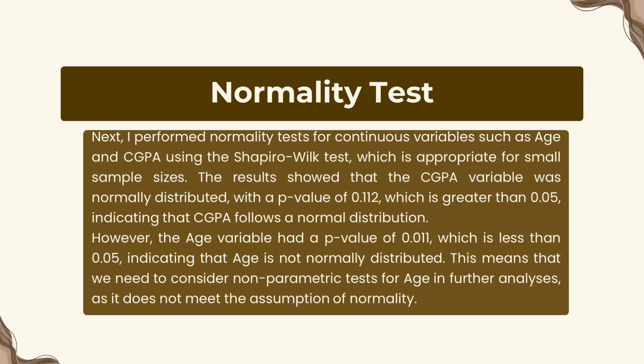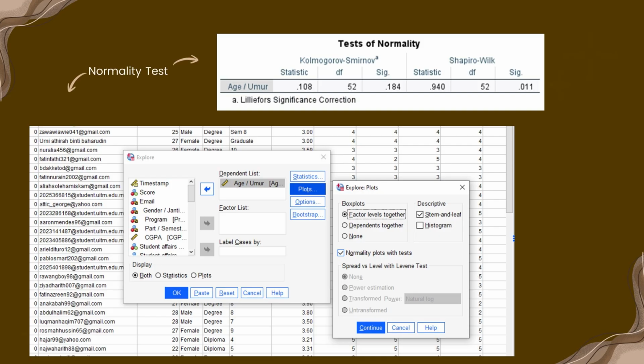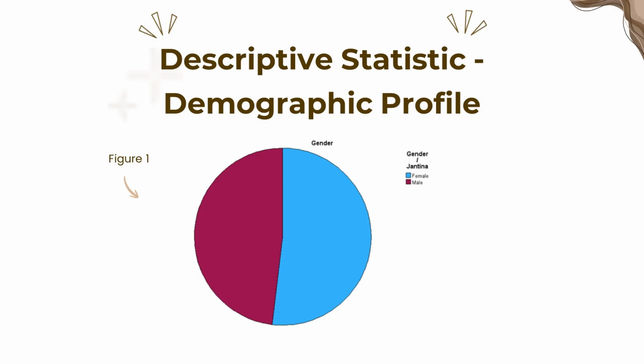However, the age variable has a p-value of 0.011, which is less than 0.05. This means that age is not normally distributed, so we need to consider non-parametric tests for age in further analysis, as it does not meet the assumption of normality. This is the normality test. Next, descriptive statistics: demographic profile.